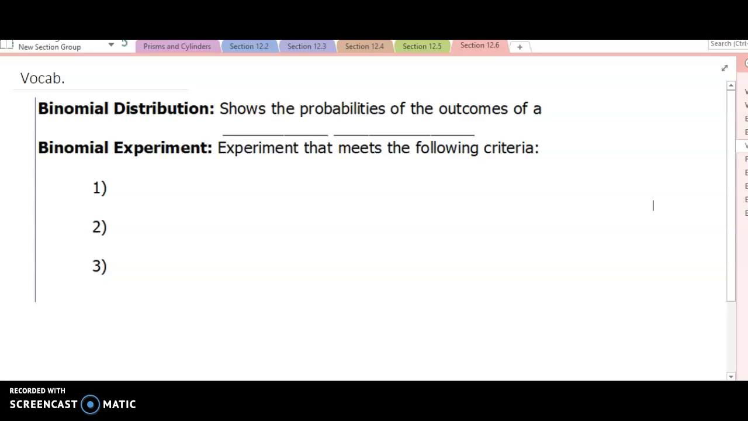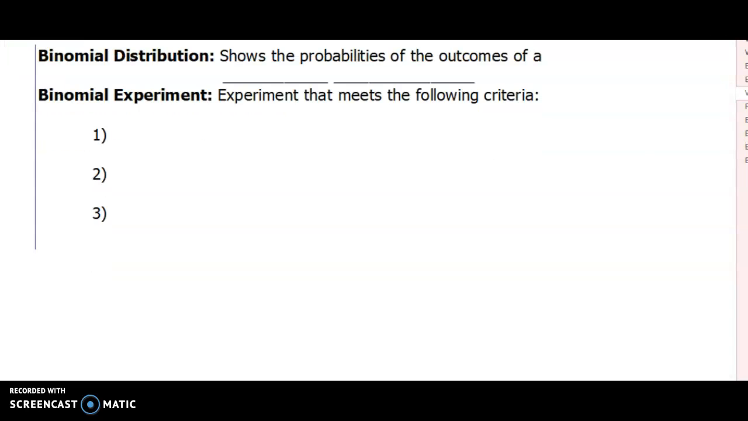Alright guys, so this is the second video for section 12.6. If you haven't watched the first video, please do that first, because this may not make much sense. Now we're going to get to binomial distributions, which is kind of the big deal of this section.